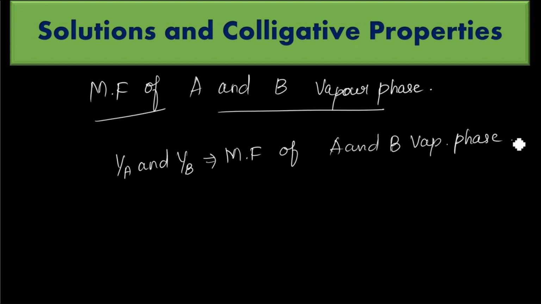Okay, so which is in equilibrium with XA and XB? How can I write the pressure? PA is equal to YA into total pressure. Similarly, for PB, YB into total pressure. Okay, it is slightly different from the liquid phase. Liquid phase, this is vapor phase.